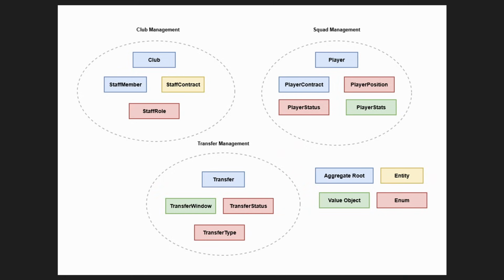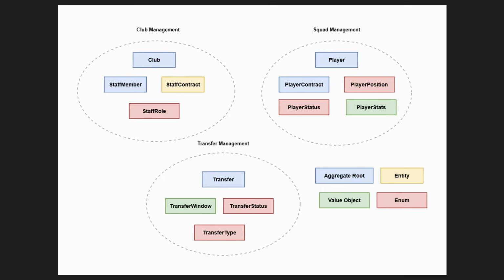In a domain-driven model, entities are objects which are defined by their identities. If we have two entities in which all the properties are the same but their identities are different, they will be considered as two different entities. In our domain model, the staff contract is an example of an entity.